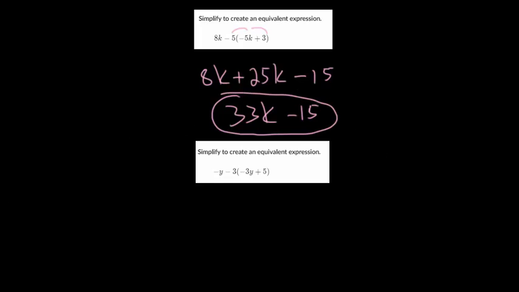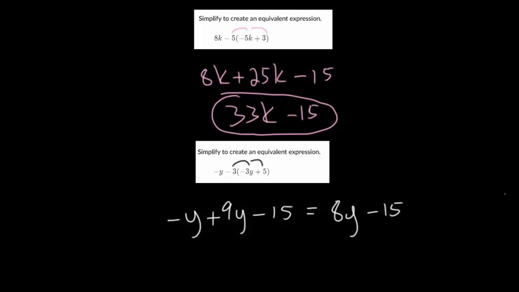And on to this next one. We need to distribute the minus 3 to each of the terms. So I'll rewrite the minus y, and then we have minus 3 times minus 3y. Negative times negative is positive, and we get 9y. And then minus 3 times positive 5 would be minus 15. Minus y plus 9y, we're essentially just taking one of the y's away. We get 8y minus 15.